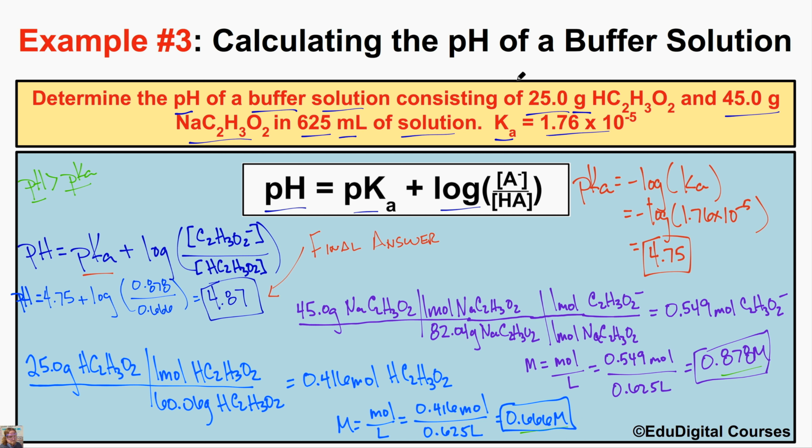So this is how we're going to calculate the pH of a buffer solution when we know the masses of the weak acid and the mass of the conjugate base and the volume of solution that it's in, and the Ka value should probably be given in that example problem. Let's take a look at another problem.